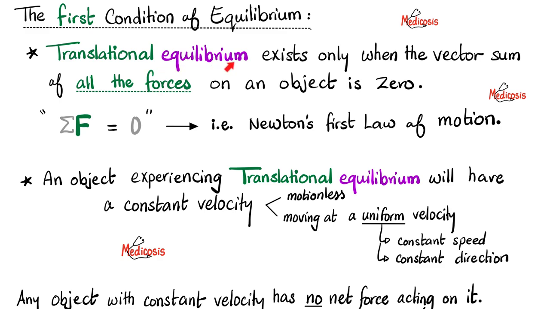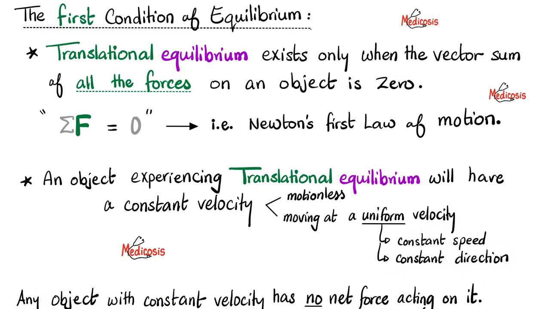We talked about the first condition of equilibrium in the last video. It means that translational equilibrium exists only when the vector sum, delta F, of all the forces equals 0. And this could happen either if the object is not moving at all, or if the object is moving at a uniform, constant, non-zero velocity. And by constant velocity, I mean constant magnitude, speed, and constant direction for that velocity.